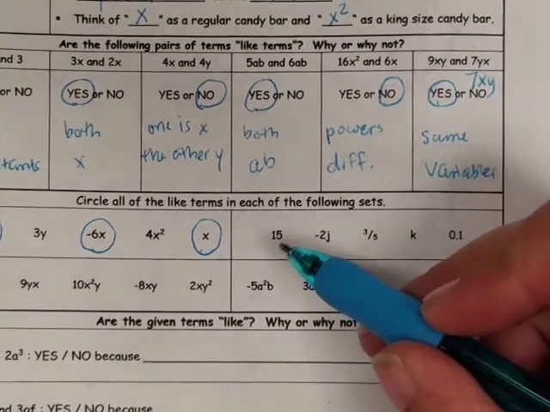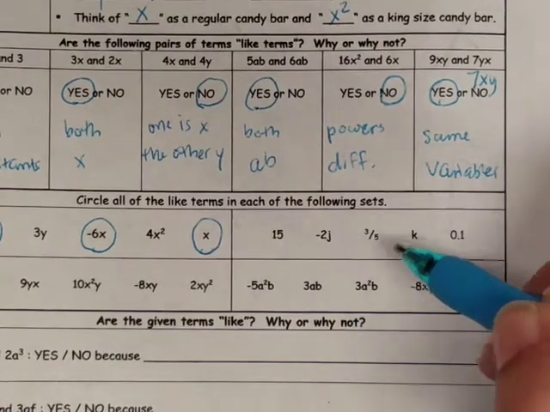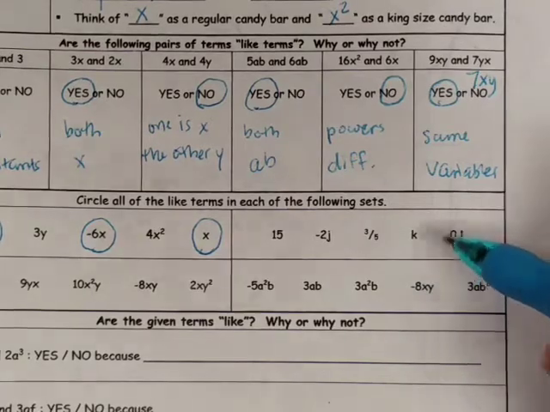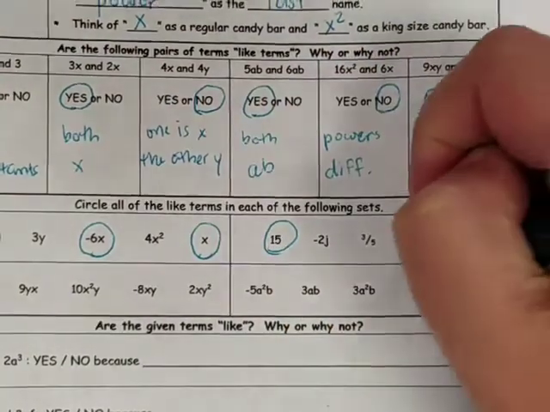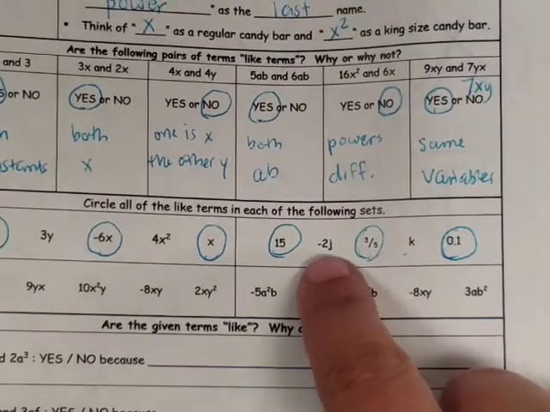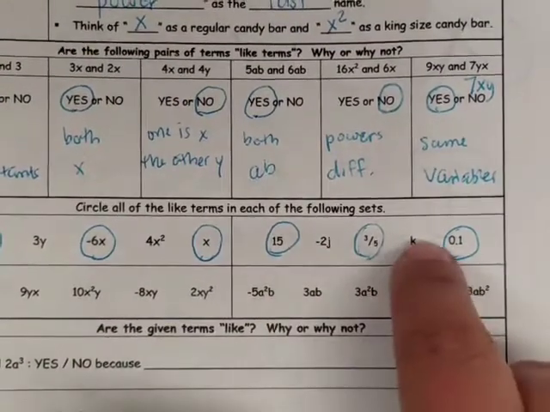We have 15, which is a constant. Are there any more constants? Here's another constant. A constant is just a number that's by itself, and it can be fractions. Fractions are constants. And here's another constant. So this group is constants. Negative 2j, there's no more j's, and there's no more k's.